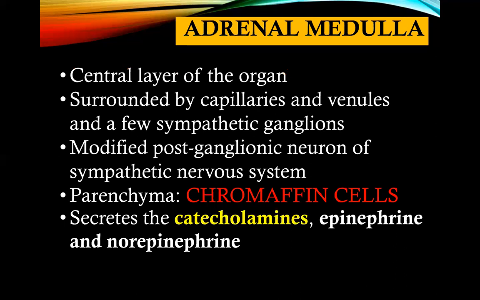Okay, what about the adrenal medulla? Now, this is the central layer of the organ, the innermost part of the adrenal gland. There are modified postganglionic neurons of the sympathetic nervous system. Its parenchyma is what is called your chromaffin cells. They secrete the catecholamines, epinephrine and norepinephrine. As mentioned, they have a direct effect on the nervous system.